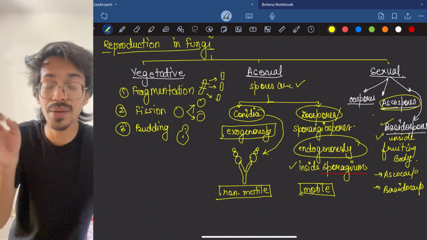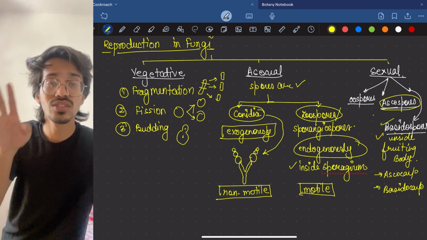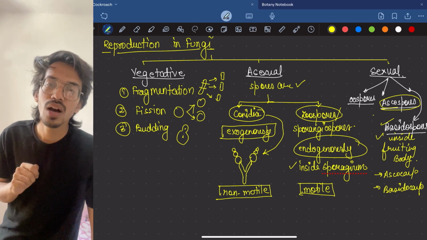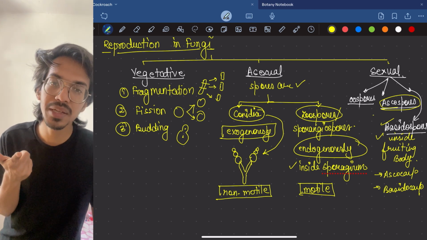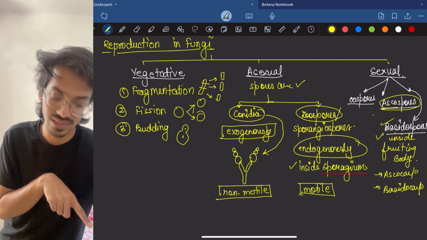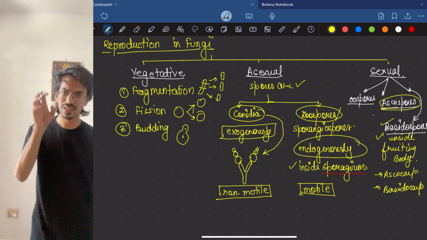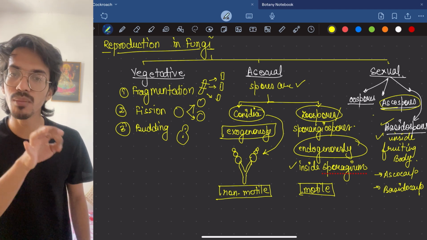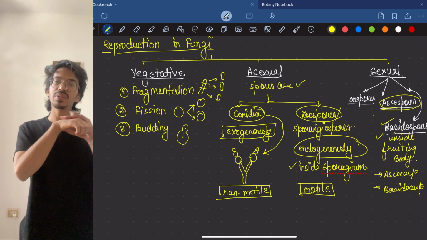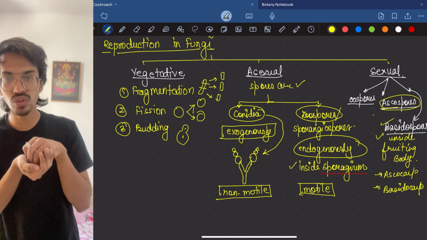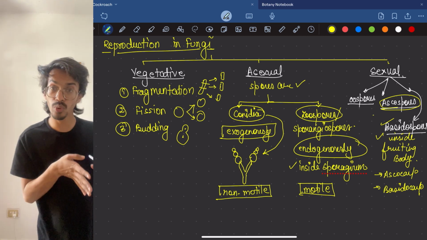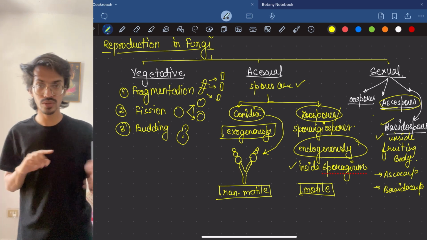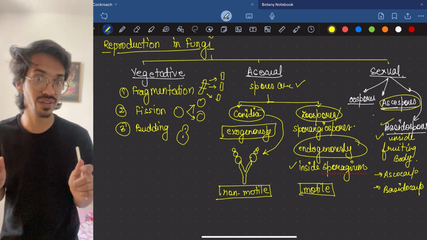So ascocarps are only shown by ascomycetes, whereas basidiospores will be seen in the basidiomycetes. This topic will come again, and there we will study it. But remember that they are present inside a fruiting body, either exogenously or endogenously. This is also an important topic, which will coincide with the asexual kinds of spores, for similarities or dissimilarities kind of questions.